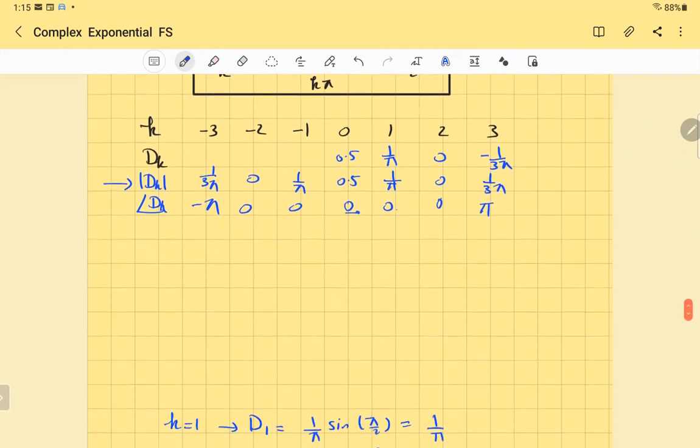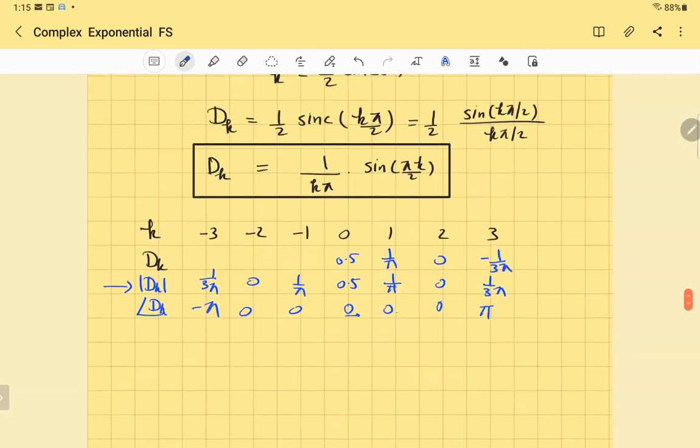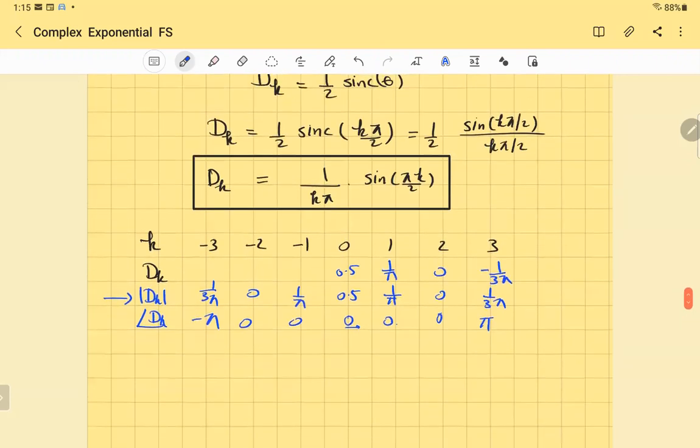All right. And now you can plot the line spectrum. But first, let's answer the question. What do you call those two components? Those last two? This one and this one, we call the magnitude of the coefficient, and this one the angle of the coefficient.